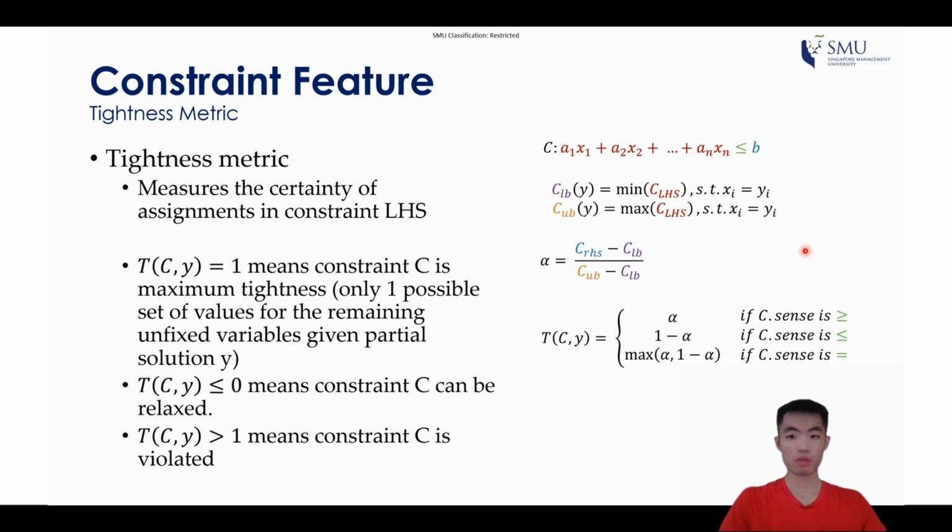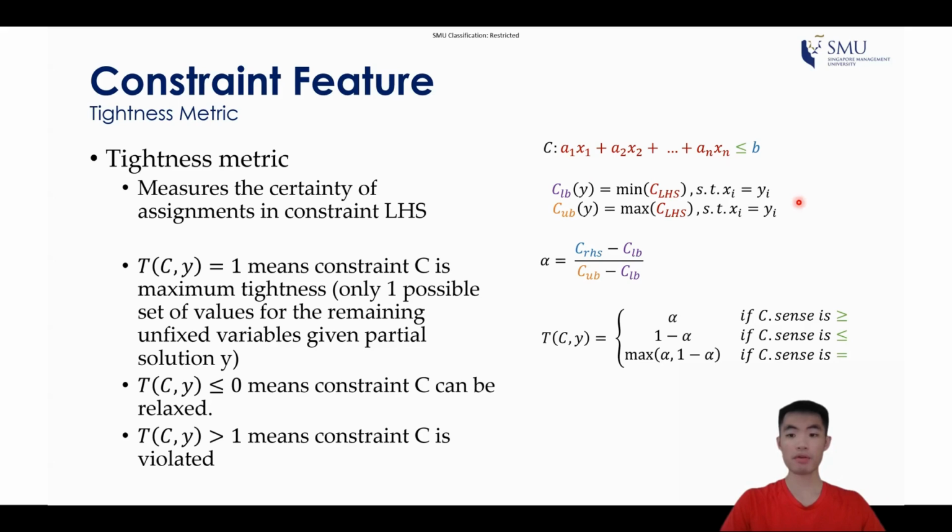We first define the following terms with respect to a constraint. Left-hand side of the equation in red being a weighted linear sum of decision variables x, the right-hand side of the equation in blue being the constant term on the right, and the sense of the comparator, which is defined as less than or equals, more than or equals, or equals.